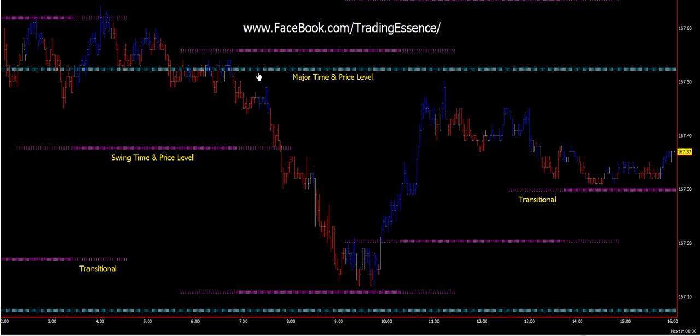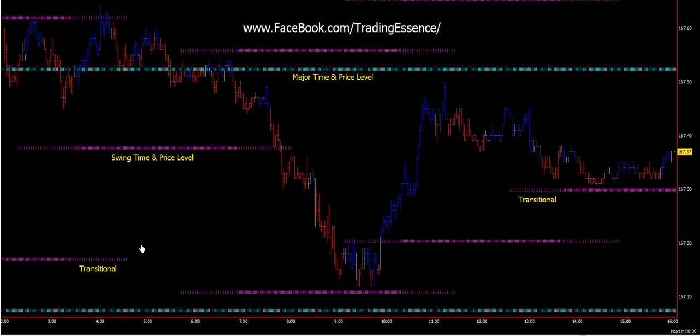So anyway, this is a German Bund, and these levels that you're seeing here, I have them labeled on the screen. These cyan lines that run all the way across are the major time and price level. You have another major time and price level right down here. The magenta lines across here are the swing time and price levels, a shorter term base time and price level. And these dotted magenta lines near the beginning and near the end of these swing price levels are the transitional levels.